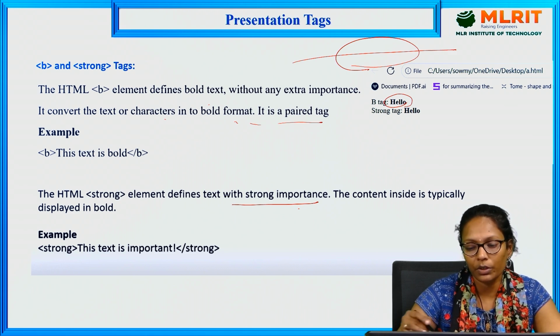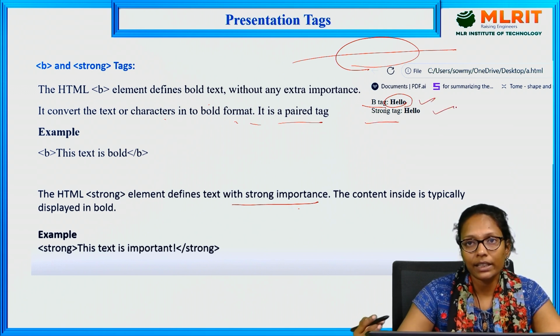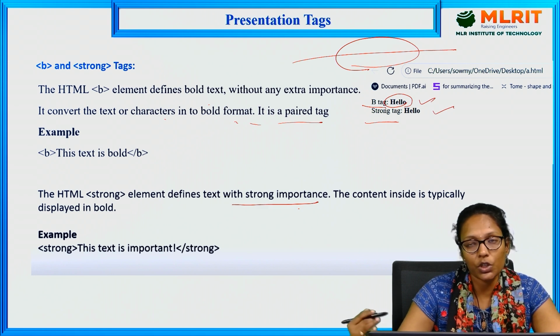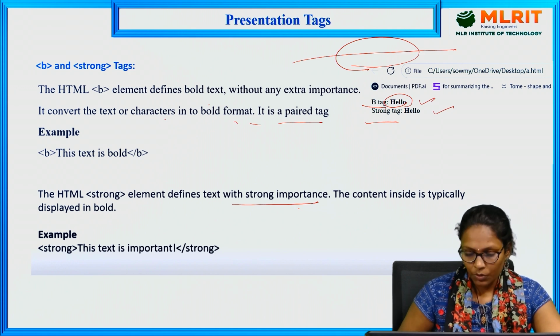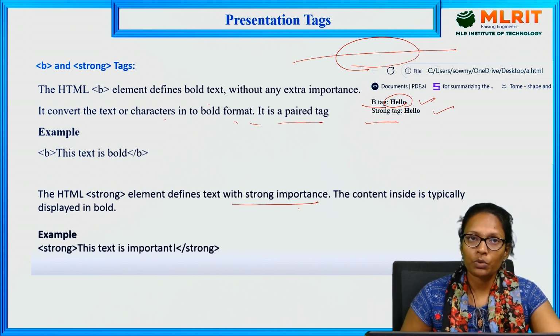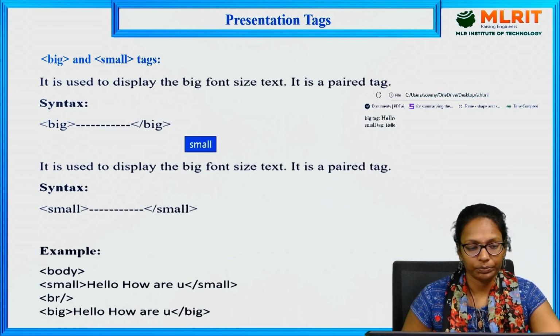So if you can see the output here, the B tag will give the output like this, and the strong tag will also give the same output. But internally, while writing the code, you know which text should be in bold and which text should be in strong. So based on the importance of the text, you can use either B or strong.